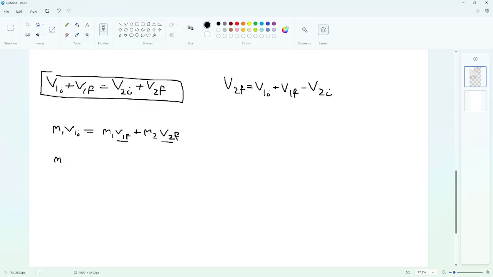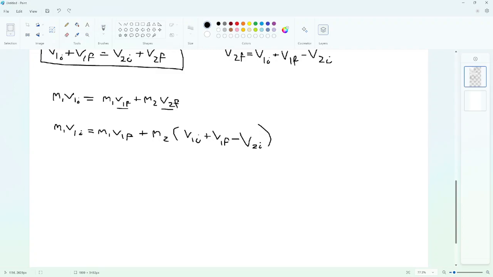And what we get is that m1 v1i is equal to m1 v1f plus m2, wait for it, we put this here in place of v2f, and what we get is v1i plus v1f minus v2i. Of course, we know v2i is equal to 0, so we really don't need that here. So we can go ahead and get rid of that.